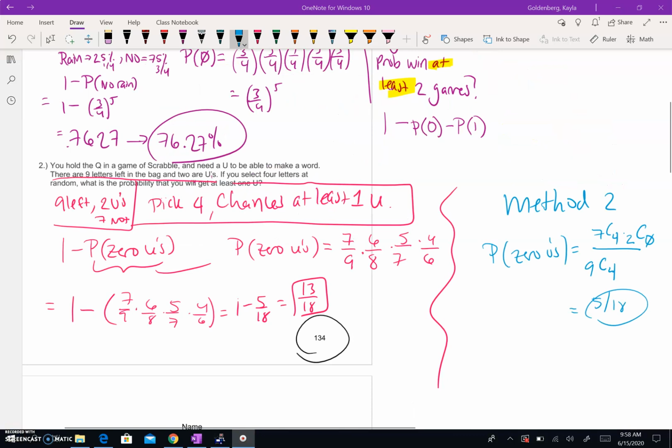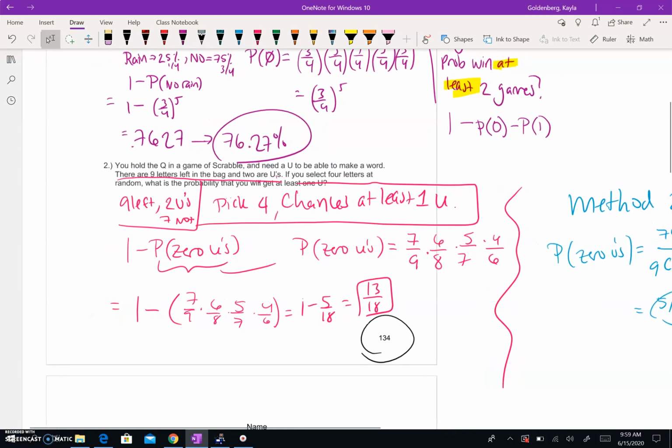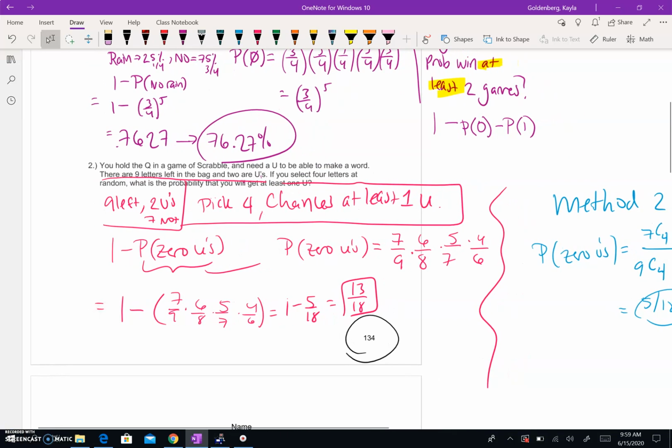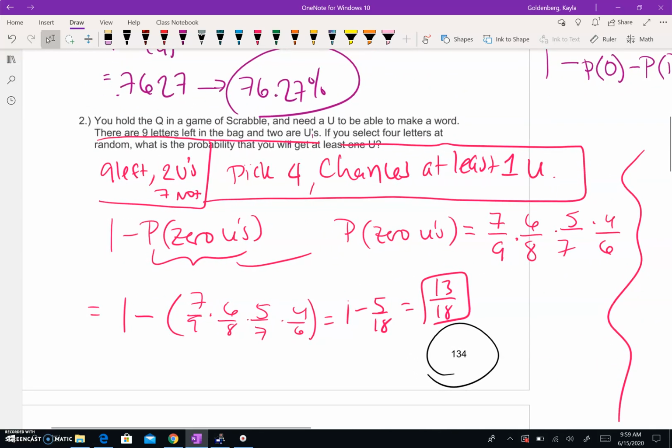Okay, so if you look on the left side over here, I've got my worked out solution. So we have 9 letters left, 2 of them are U's and 7 of them are not U's. We want to pick 4 tiles and we want to know what are the chances we get at least 1 U, right? We could have 1 U or 2 U's. And this one's a little bit less cumbersome. It's not like you have to do a bunch of different cases. It's only really 1 and 2.